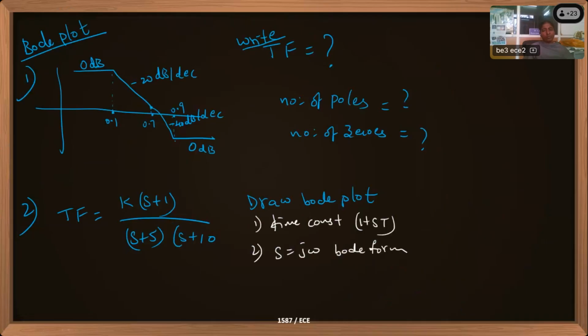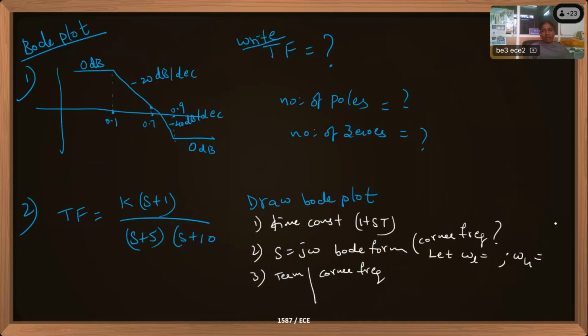After Bode form, you will prepare a tabular column. After Bode form, you will identify the corner frequencies. Assume one lower corner frequency and one higher corner frequency. All this you will do in step number 2. In step number 3, you prepare the tabular column with term, corner frequency, slope, and change in slope. So this is the third step.